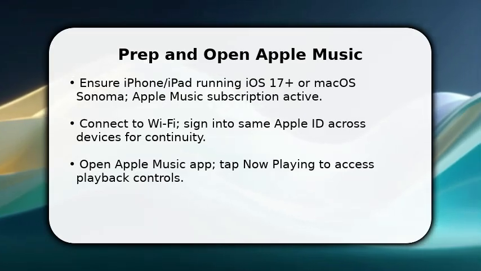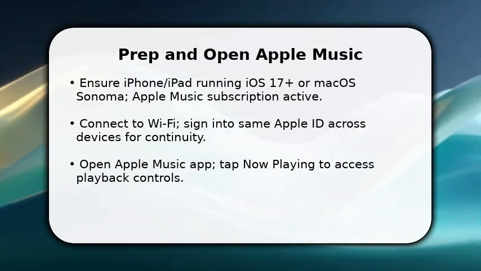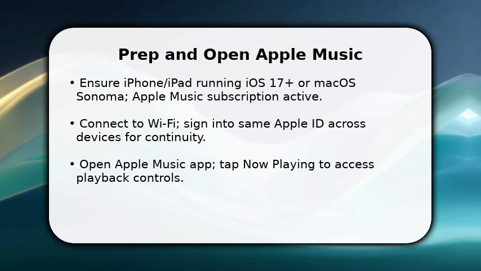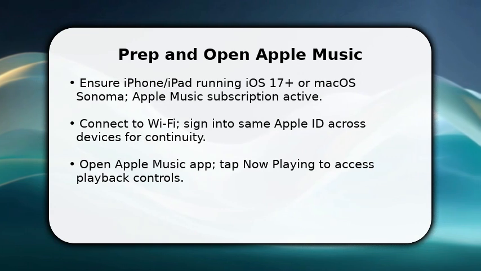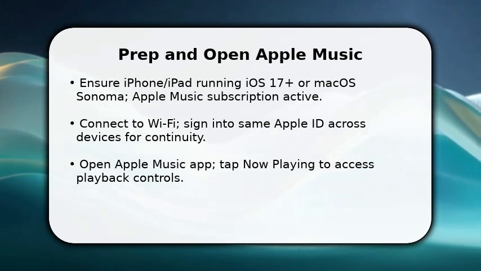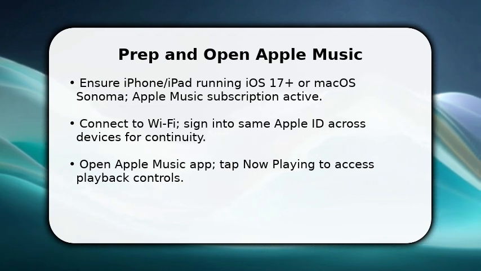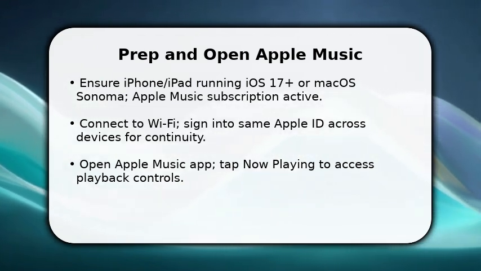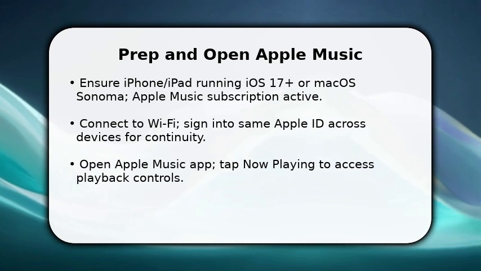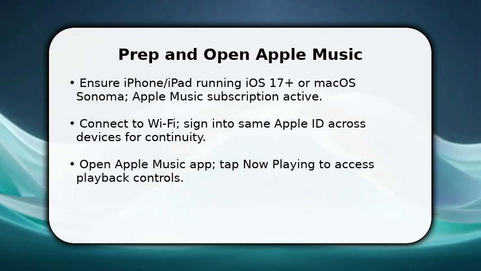You start by confirming the essentials. Make sure your device runs iOS 17 or macOS Sonoma and you're signed into Apple Music with an active subscription. Once done, connect to a stable Wi-Fi and open the Apple Music app. Navigate to Now Playing so the controls are visible. You need that screen to reveal the DJ features. This gets you straight into the interface, where DJ mode will appear without extra setup or waiting for background processes.